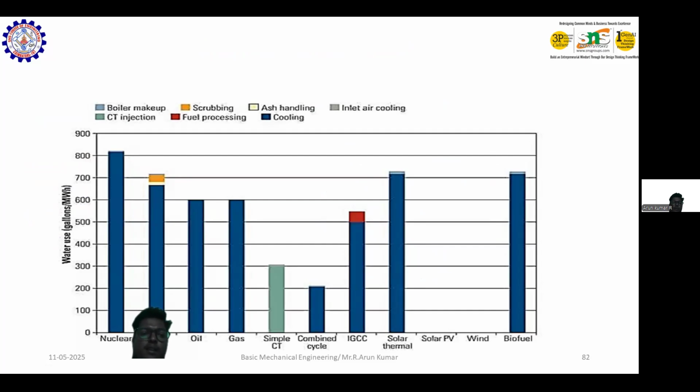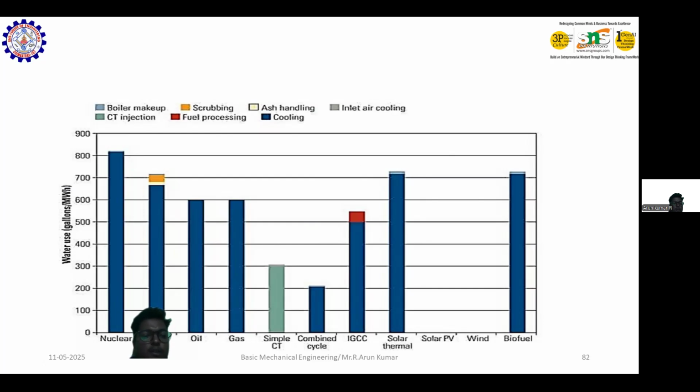Here I have constructed a simple graph. On the x-axis I am representing different types of process, and on the y-axis I take water usage according to the power plant. In the graph, certain colors represent, for example, boiler makeup, scrubbing, ash handling, inlet air cooling, CT injection, fuel process, and cooling. These are the additional processes that can be required for different types of power plants. Now let's move on to the topic.